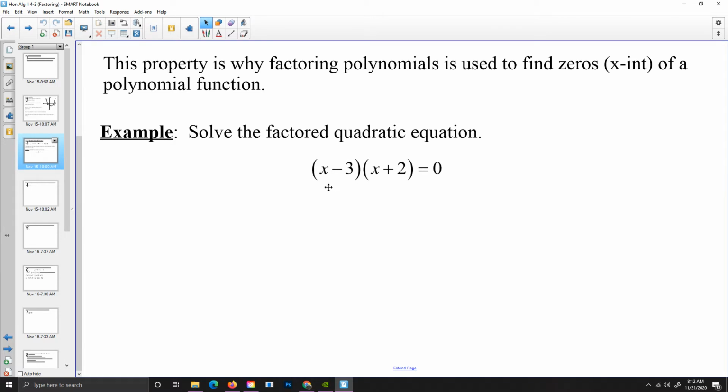And so clearly we see, if I plug in x equals 3, I'll get 0 here. I won't get 0 here. I'll actually get 5. But it's a solution to this equation because 0 times 5 is 0. I will also have, as a second solution, negative 2, because negative 2 plus 2 makes it 0. Negative 2 minus 3 is negative 5, but it doesn't matter because negative 5 times 0 is still 0.